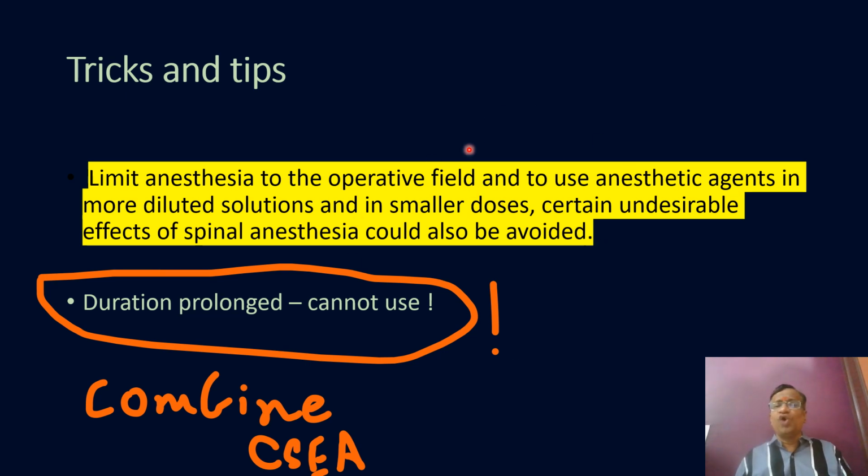Limit anesthesia to the operative field, and with more diluted, smaller doses, undesirable drugs could be avoided. The most important thing is to target the nociceptive site and give less volume. If the surgical duration is prolonged, we cannot give thoracic spinal alone. We have to combine the spinal epidural. Yes, we can give a thoracic spinal and also put an epidural in the space. But this is the most important thing: it may not be useful for a prolonged surgery of more than 1.5 hours.